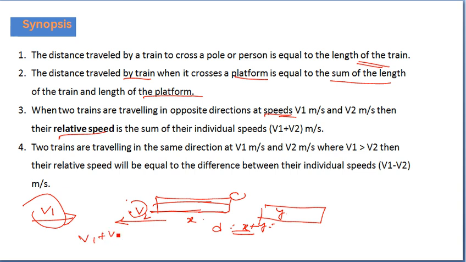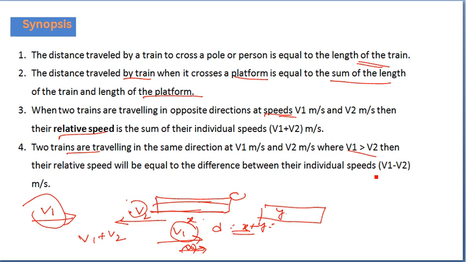Coming to the next one, when two trains are going in the same direction, that means this is v1 and this is v2. What will be the relative speed? It will always be the difference between the higher and the lower speeds.